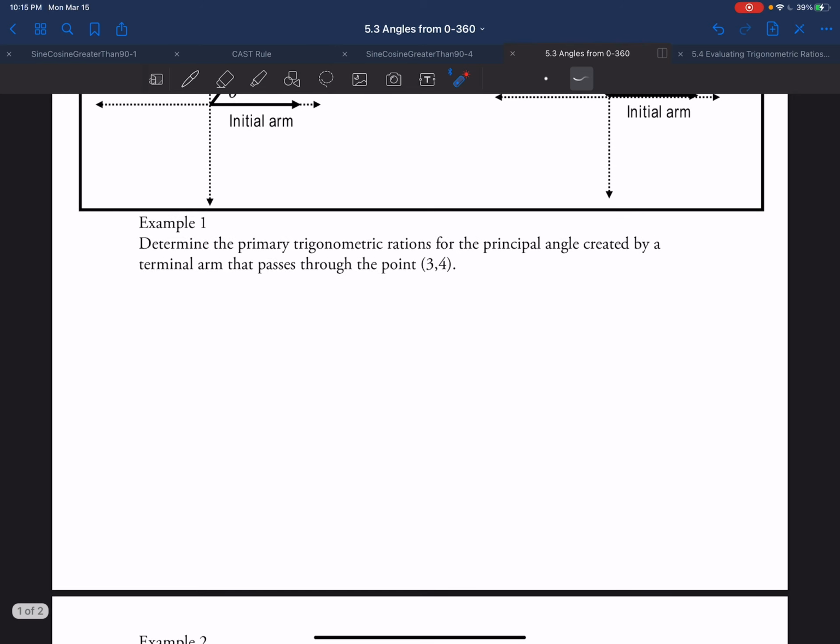Determine the primary trig ratios, not rations. I don't know why it says that. I'll blame autocorrect. Ratios for the principal angle created by a terminal arm that passes through the point 3, 4. So what that translates to is there is a line that goes through the point 3, 4. And that makes an angle. What is sine, cosine, tan of that?